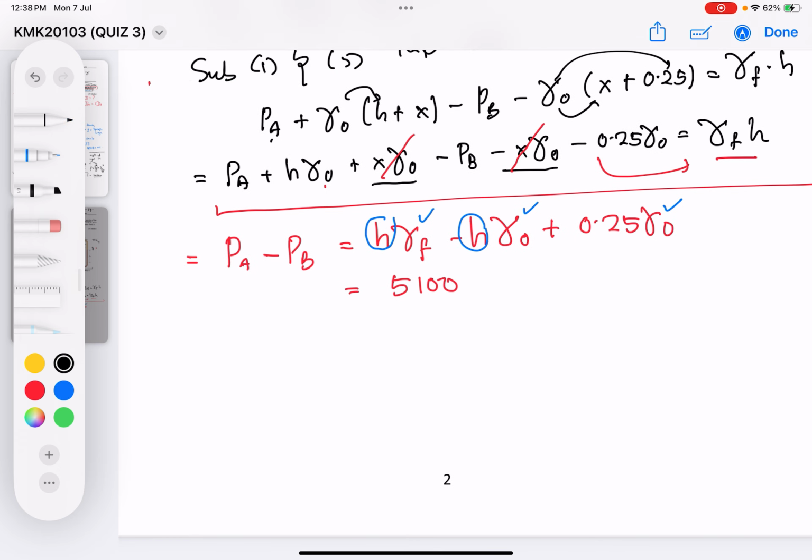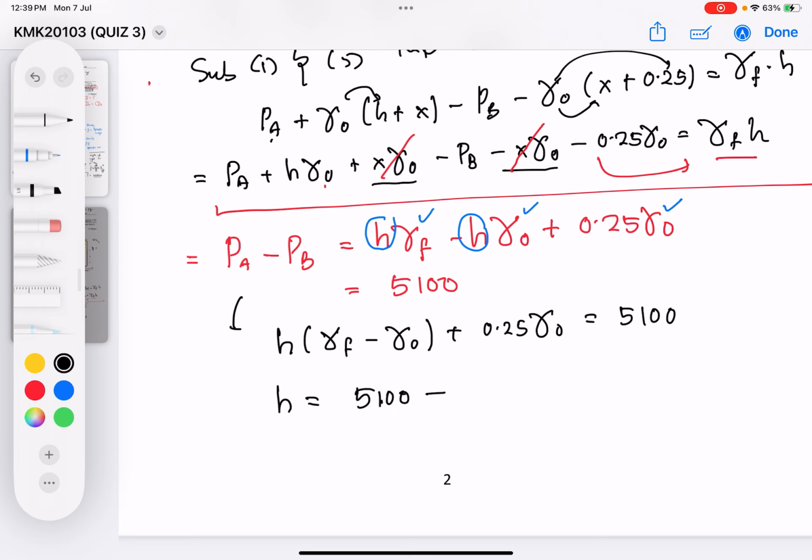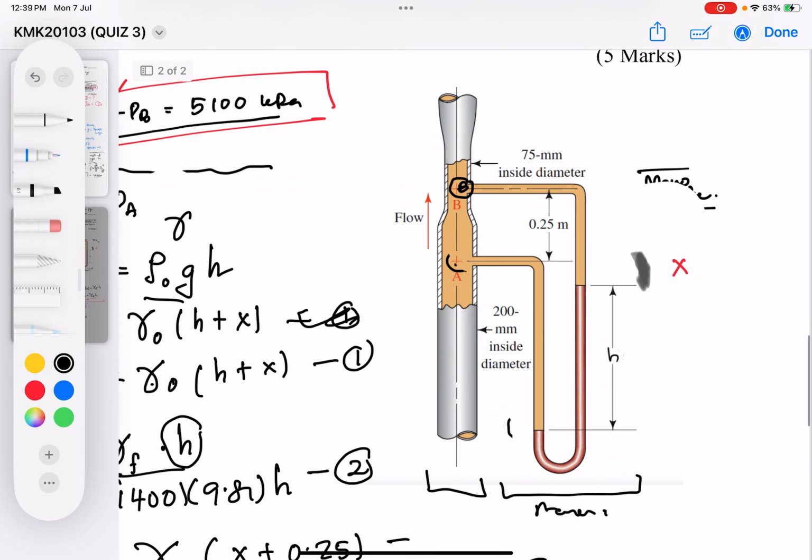Therefore, I'm going to rewrite here and take out the H. So now I'm going to end up with H times gamma of the fluid minus gamma of the oil, plus 0.25 gamma of the oil, equal to 5,100. Therefore, my H is equal to 5,100 minus 0.25 gamma of the oil, divided by gamma of the fluid minus gamma of the oil. Then I can solve for the H over here.